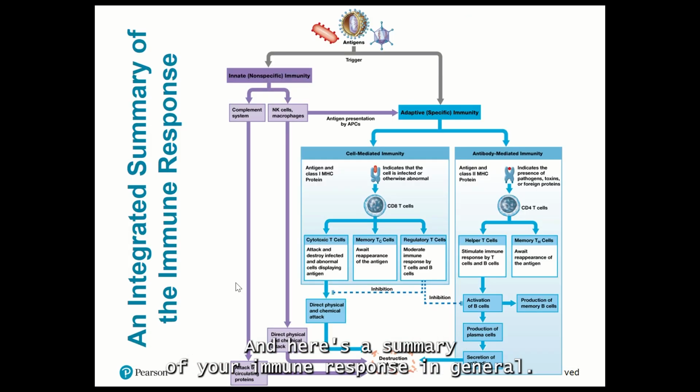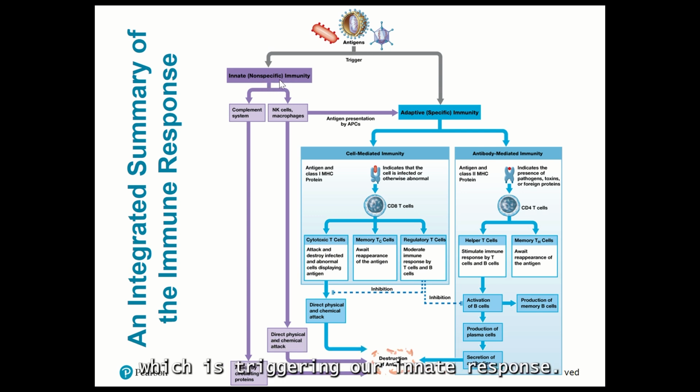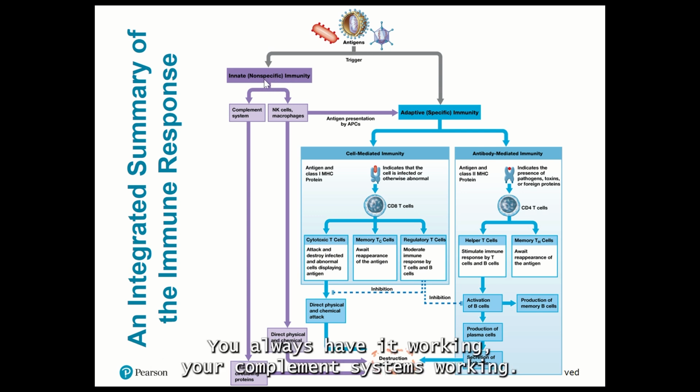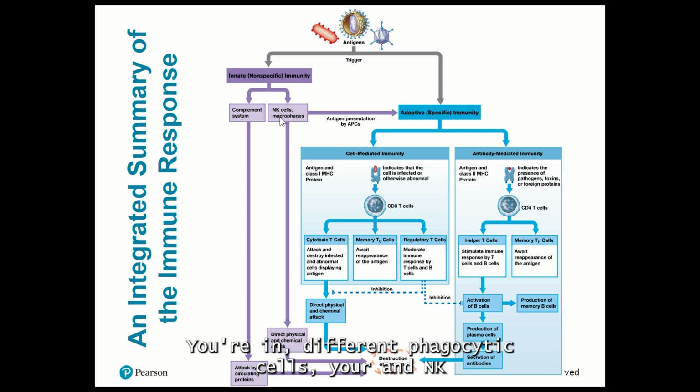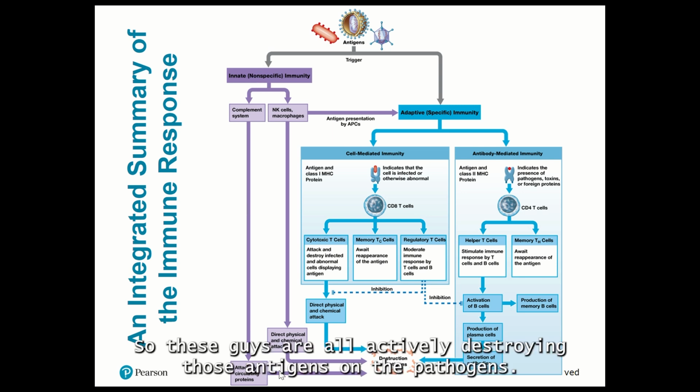And here's a summary of your immune response in general. So first, we're going to start with our innate. We have been infected by some sort of antigen, which is triggering our innate response. Remember, innate response is immediate. You always have it working. Your complement system's working, your different phagocytic cells, your NK cells, all of which are going to be used to try to destroy the pathogen. So these guys are all actively destroying those antigens on the pathogens.